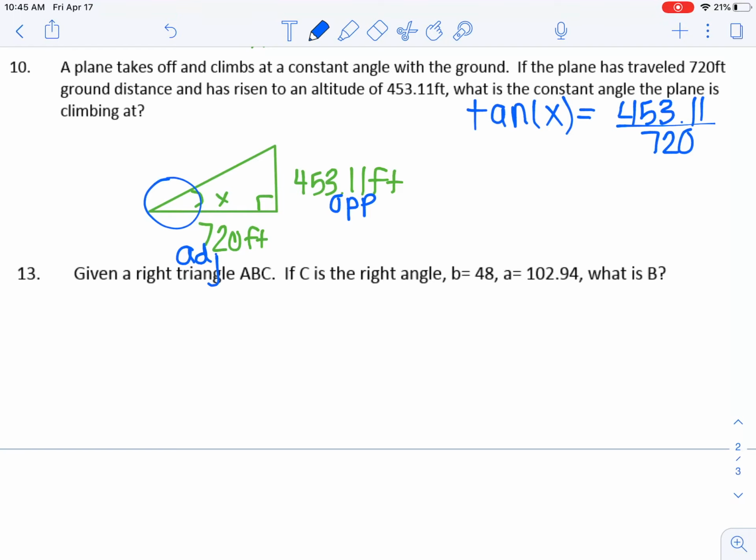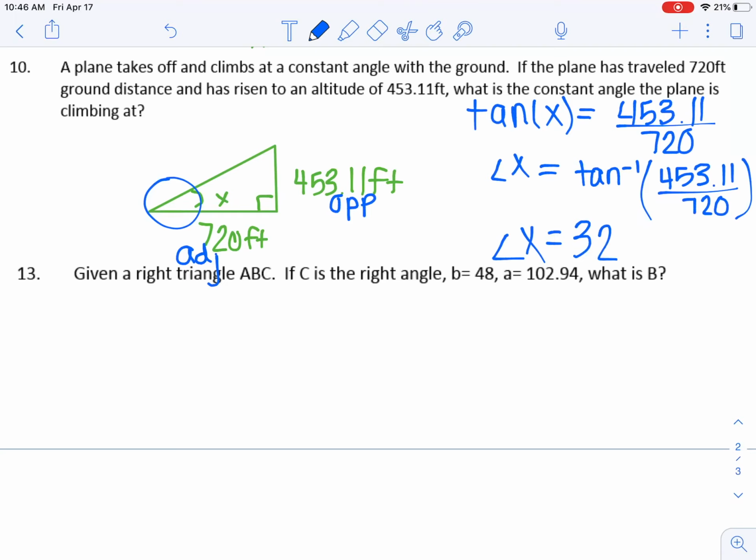Okay, so you have solved these equations before. We haven't done it yet today, but we have done it in previous days. So remember that when you're trying to solve for the angle, we have to take the tangent inverse. So angle x equals the tangent inverse of this fraction. If you go ahead and type that in your calculator, remember to use the second key, and then you can round to the nearest degree since it's an angle, and you should get 32 degrees.